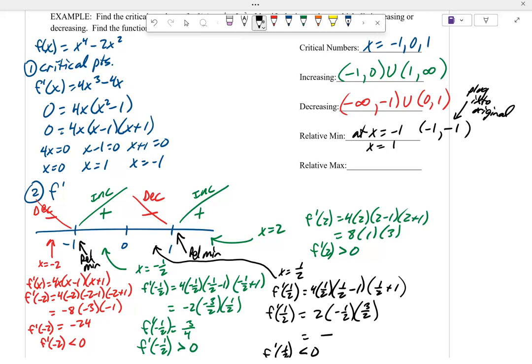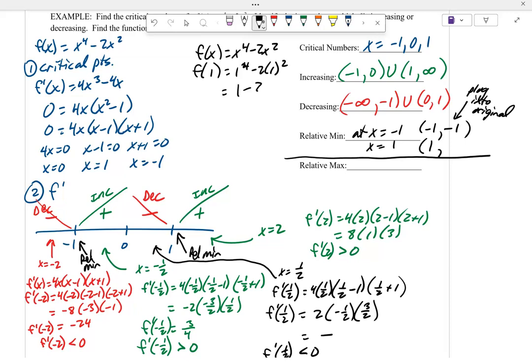So I also have a relative min at 1. If I plug 1 into the original function, remember f of x was x to the 4th minus 2x squared. So 1 to the 4th minus 2 times 1 squared, I get 1 minus 2, which is -1. So the point is 1, -1.